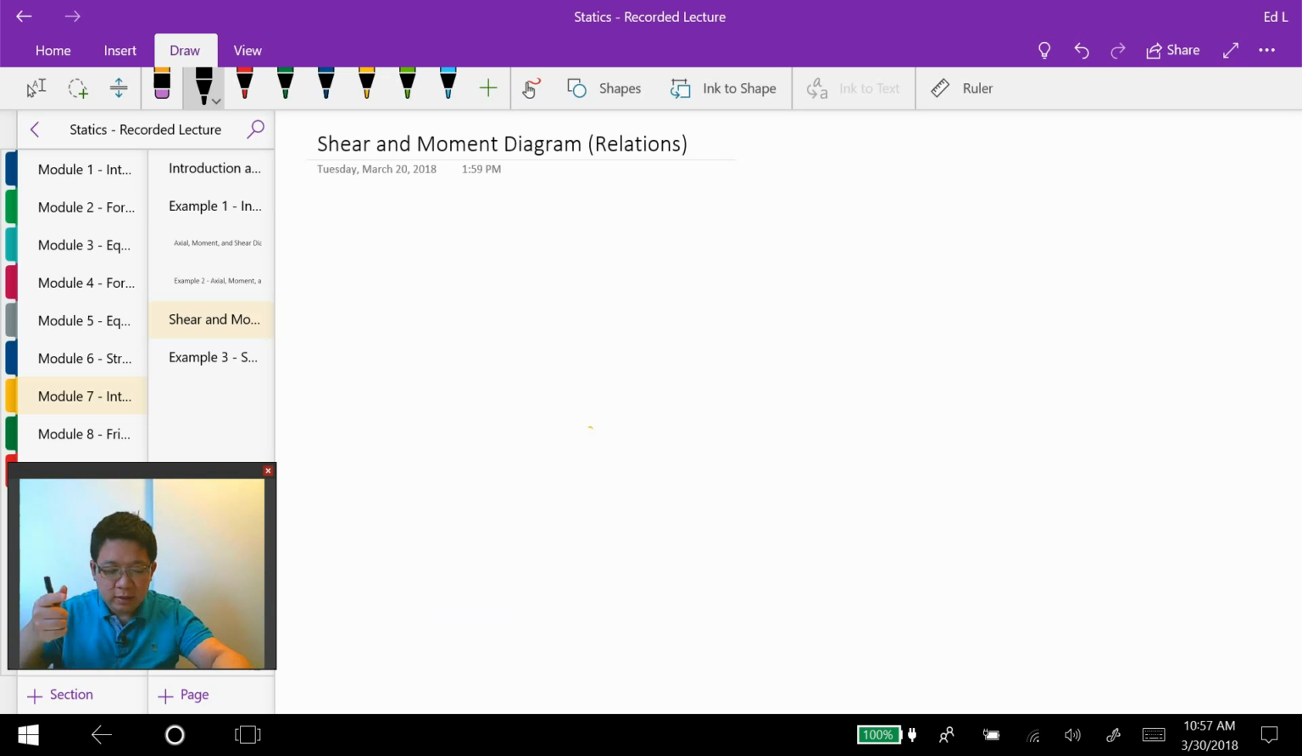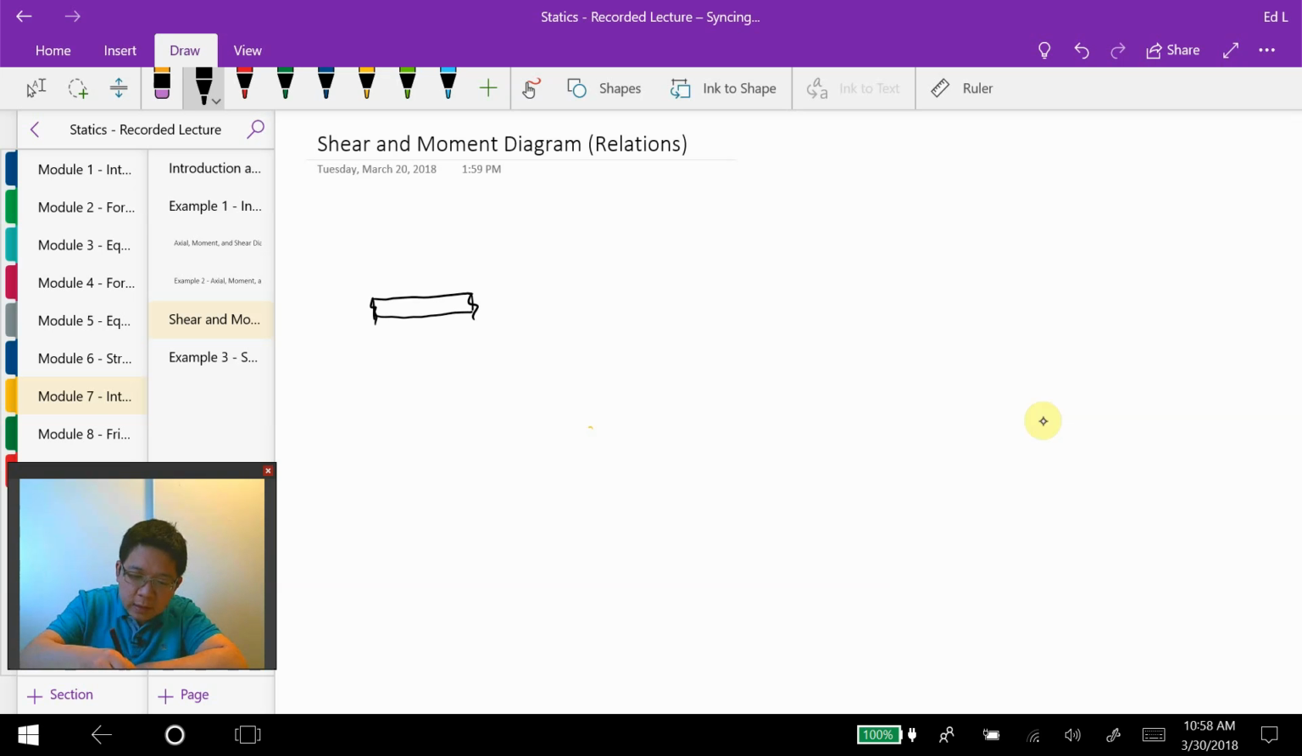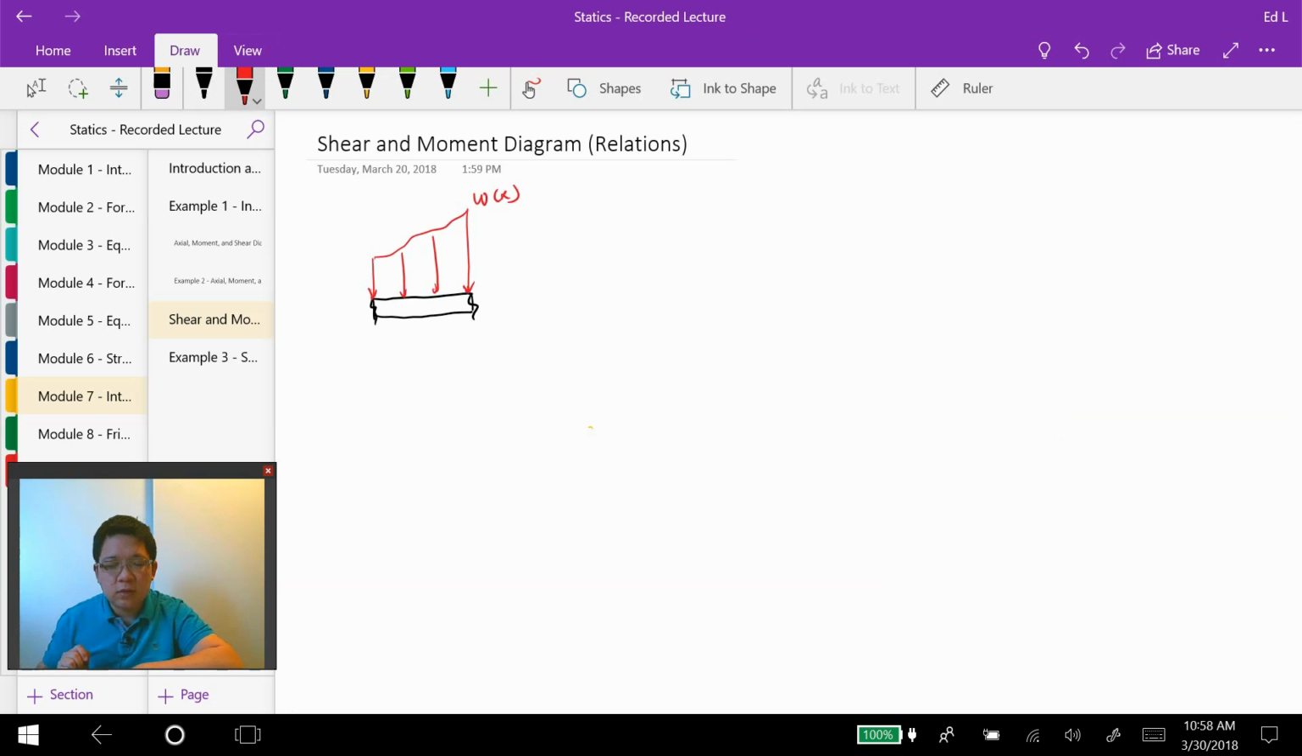And here you will see how calculating the area of certain shapes can help us in constructing the shear and moment diagrams. Let's get started by sketching a section of the beam. This beam is subjected to a distributed load with function w(x) describing how the load is distributed.